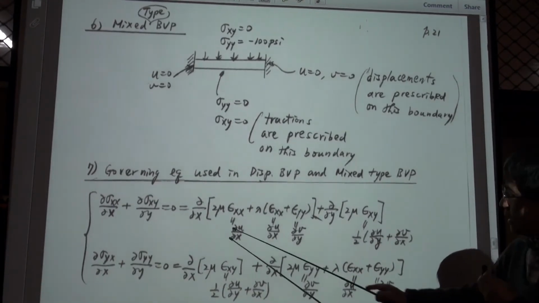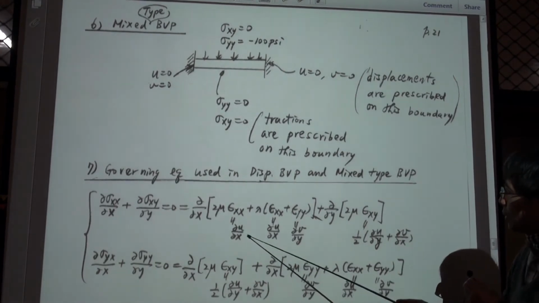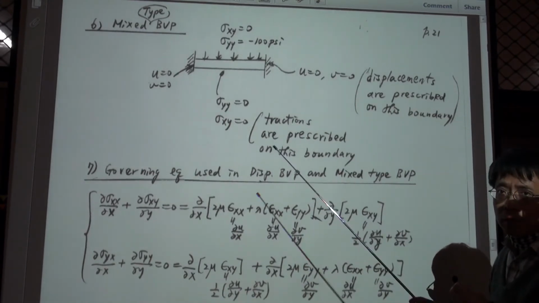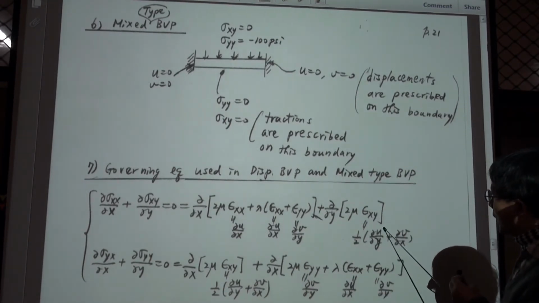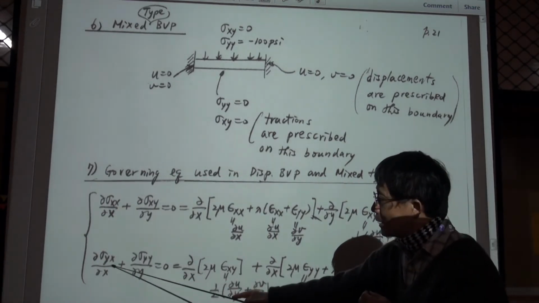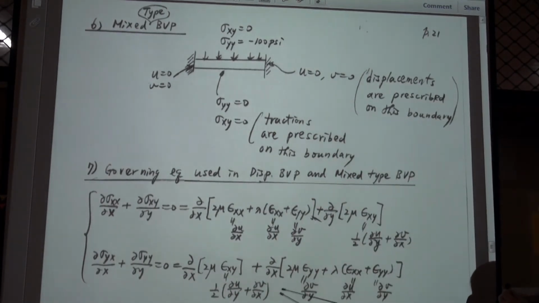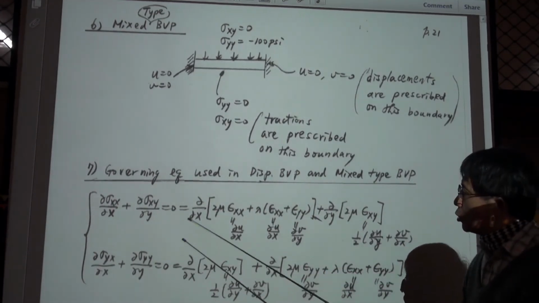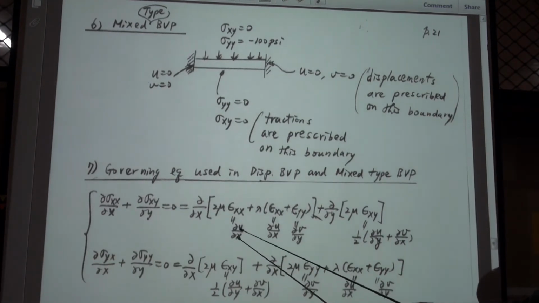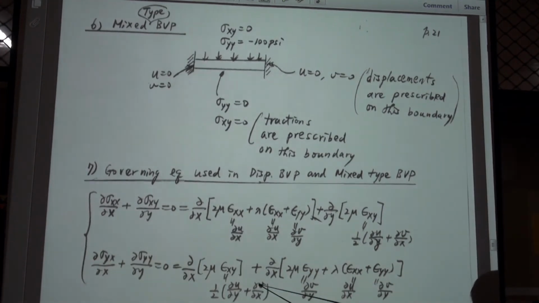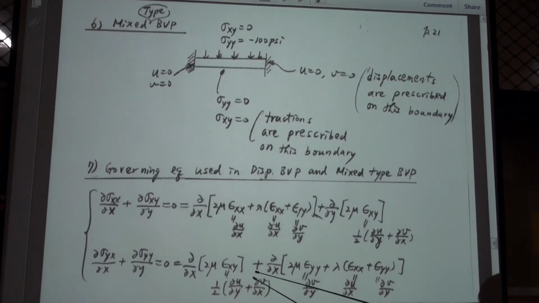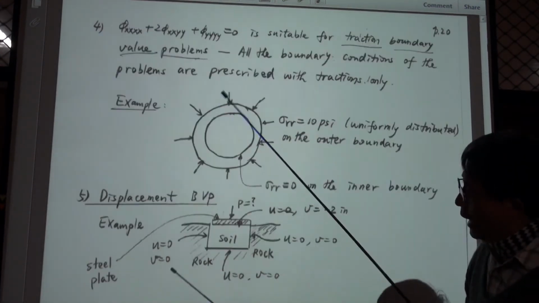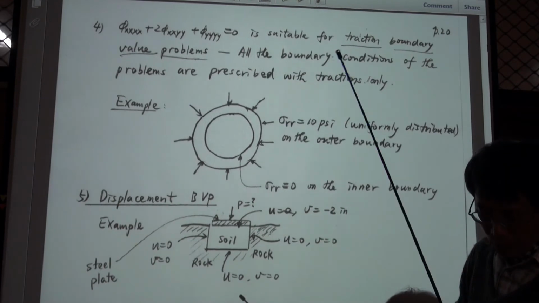And see, in this way, all the unknowns are u and v, right? There's no stress, no strain anymore after this procedure. Only u and v remain. You can apply a similar process to the second equation. So you can turn the equilibrium equation into two equations for the unknowns u and v. So these two equations can be used in the mixed type boundary value problem and the displacement boundary value problem. Okay.